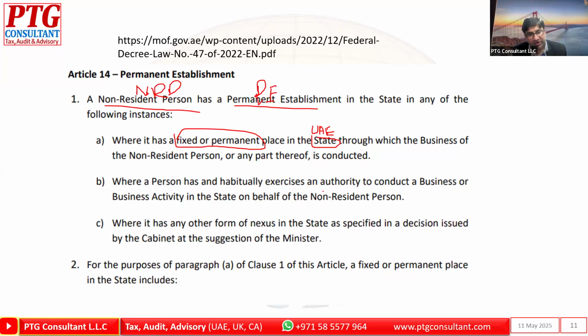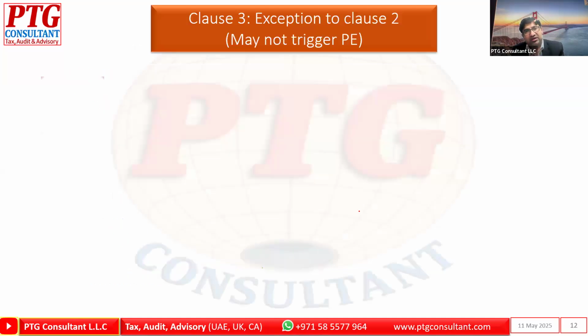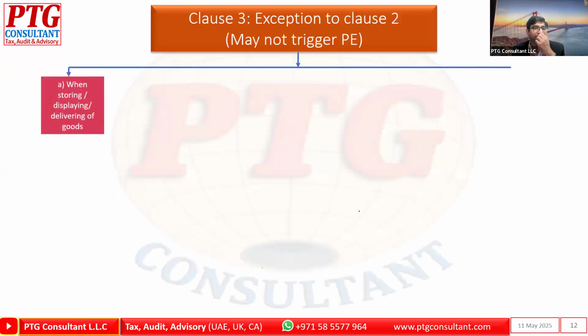This detail, all the next one we already discussed. Habitually exercise, we will come to that, conduct business or business activity on behalf of a non-resident person. On behalf of a non-resident person means an agent who is doing the activity, or an employee who is doing the activity. Then all these scenarios we understand there. Clause number 3, exception to clause number 2, may not trigger PE.